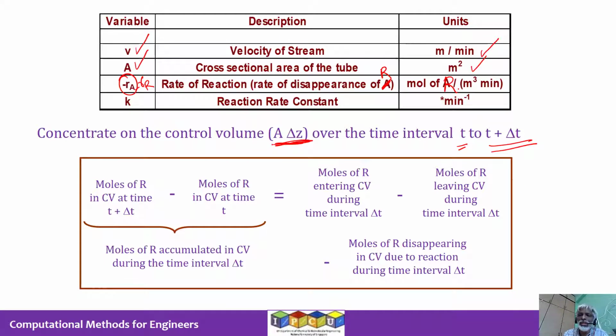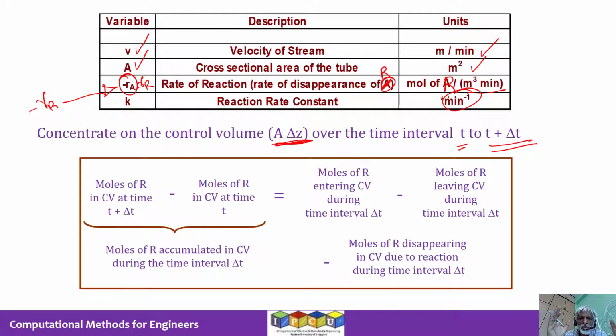Kindly note that this should actually be minus r_R. And here it should be rate of disappearance of R, because R is the reactant species here. And then the units should be moles of R per meter cube minute, right, in the denominator. So this is the usual units we use for the rate of reaction. And because it is a first order reaction, the reaction rate constant is going to be minute inverse. So these are the usual units that we have seen before.